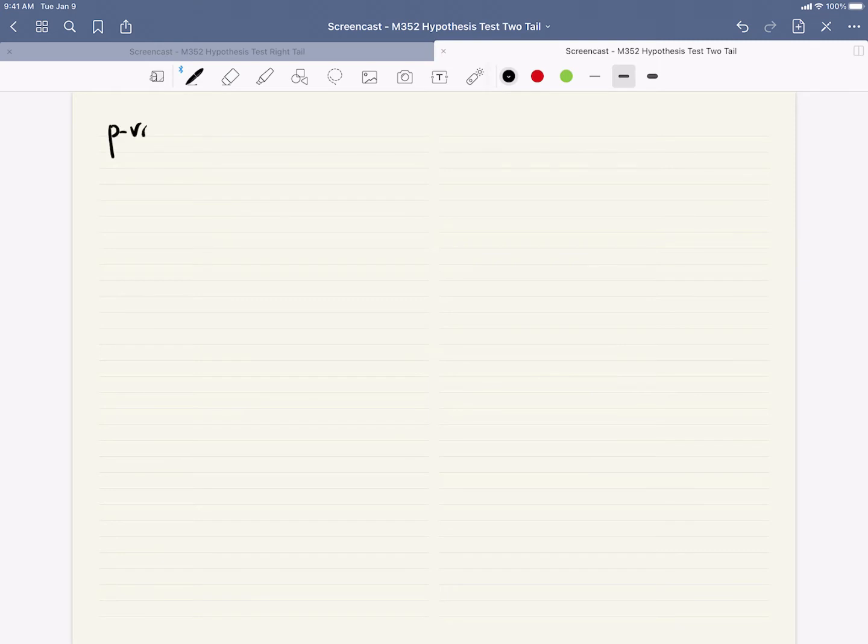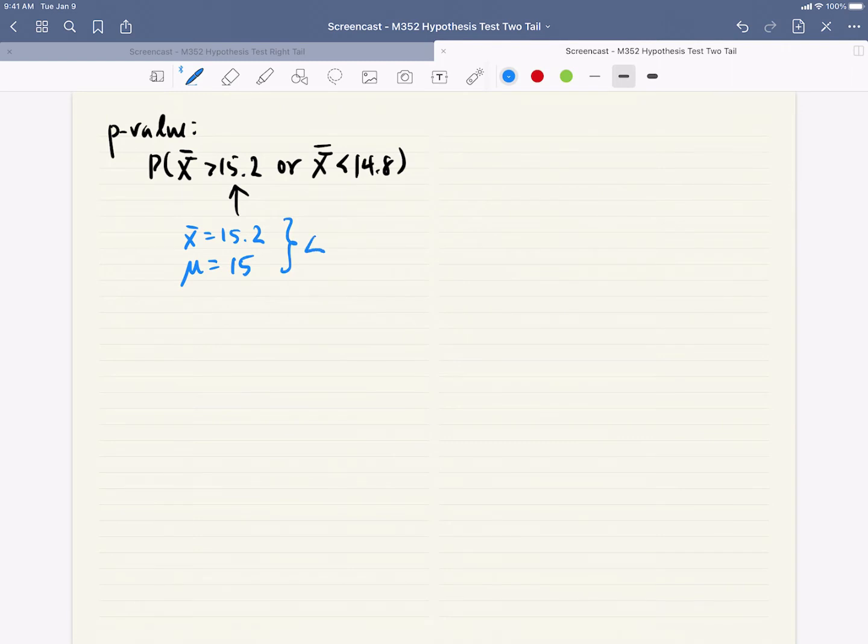So p-value, it's the probability that my sample mean is bigger than the one that I computed, or the sample mean is less than this other number here. So let me just explain where these are coming from, and I'll do it in blue again to offset. So our x bar was 15.2, but our purported mean was 15. So if I calculate the difference between these and call it delta, I'm going to write delta as x bar minus mu. In this case, it's 0.2.